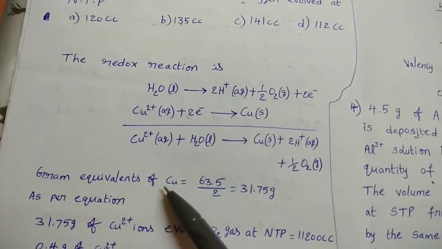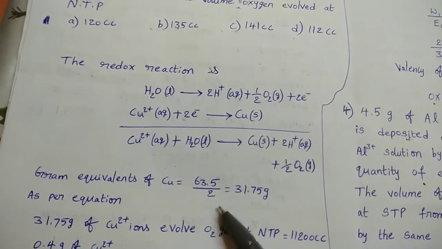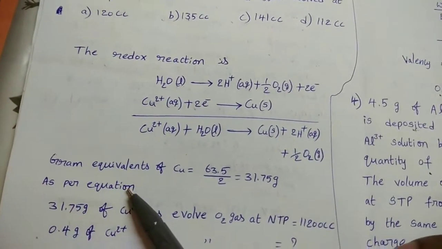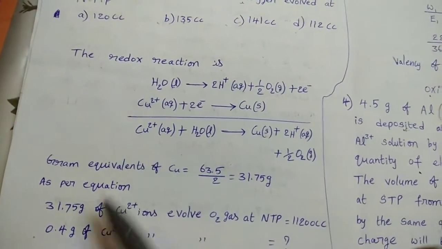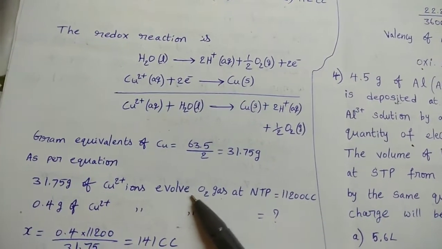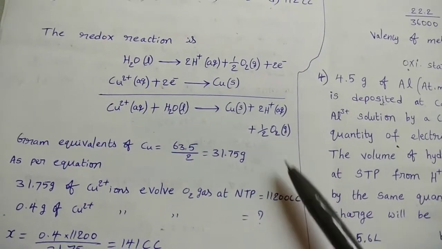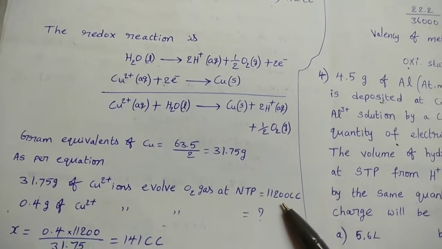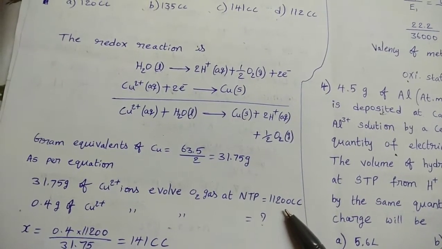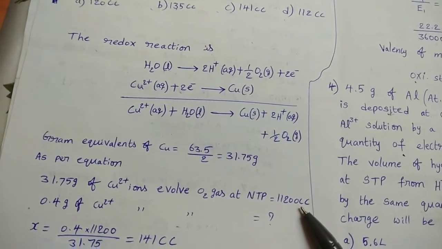Here the gram equivalent of copper, if we calculate, is atomic mass of copper divided by its valency, that equals 31.75 grams. As per the equation, 1 equivalent, in terms of grams 31.75 grams of Cu2+ ions, evolves oxygen gas at STP equal to half mole. Half mole means how many liters? 11.2 liters. In terms of milliliters, 11,200 milliliter, that equals 11,200 cubic centimeter.